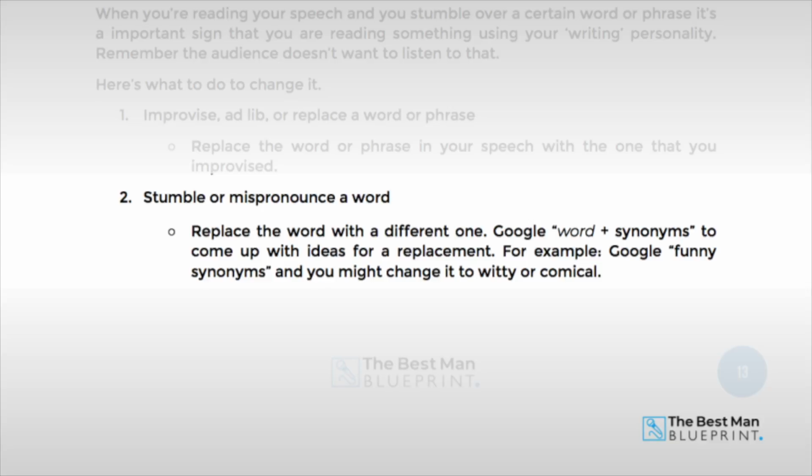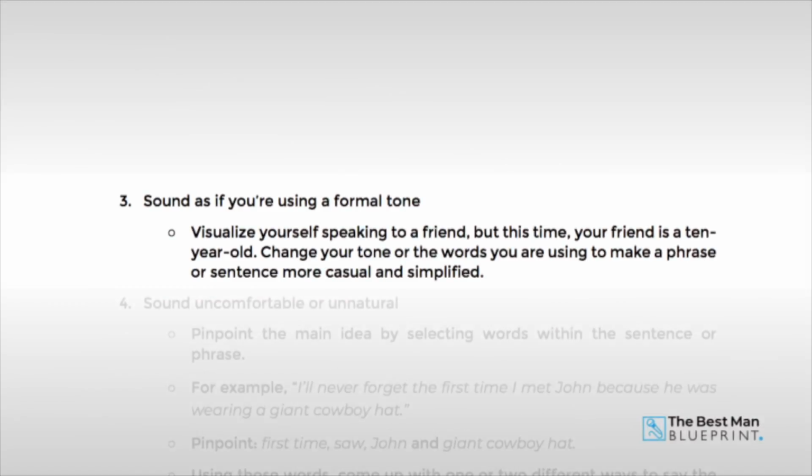If you stumble or mispronounce a word, replace the word with a different one. Use Google to search the word plus synonyms to come up with an idea for a replacement. For example, you can Google search funny synonyms and you might change it to witty or comical. If you sound as if you're using a formal tone, try to visualize yourself speaking to a friend, but this time your friend is 10 years old.